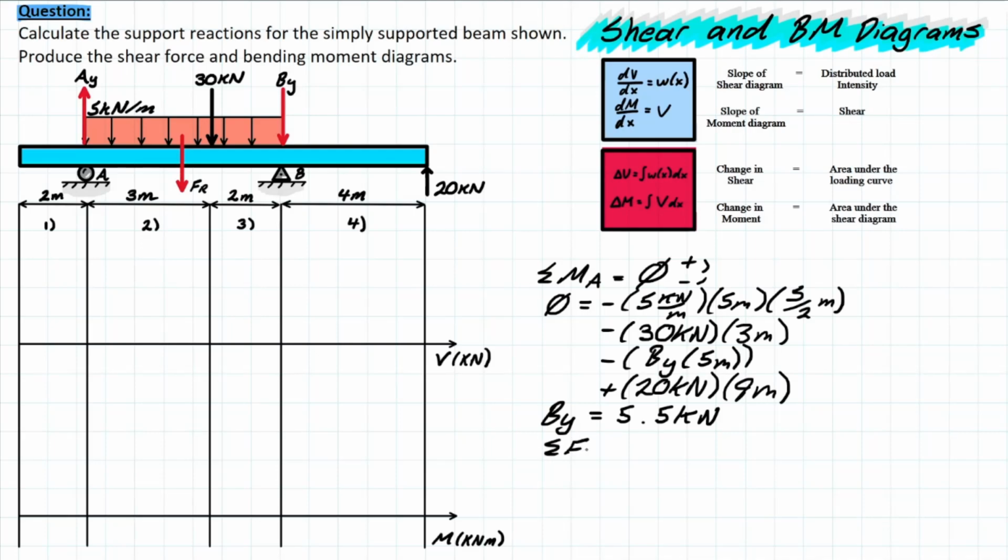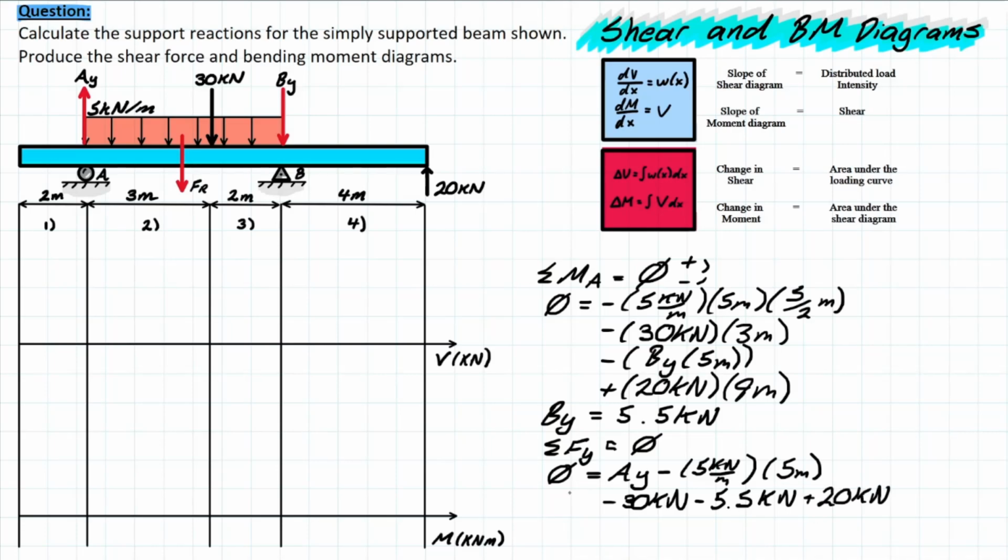The next thing we can do is go ahead and do the summation of forces in Fy to figure out what the reaction at A is. So we have Ay first, and then the Fr from the distributed load, which is downwards, which is going to be 5 kilonewtons per meter times the length it covers, which is 5 meters. We have the 30 kilonewton downwards. We have the By, which is also downwards, so negative 5.5. And then at the end, we have the positive 20 kilonewtons, meaning that when we solve this, Ay is going to be equal to 40.5 kilonewtons.